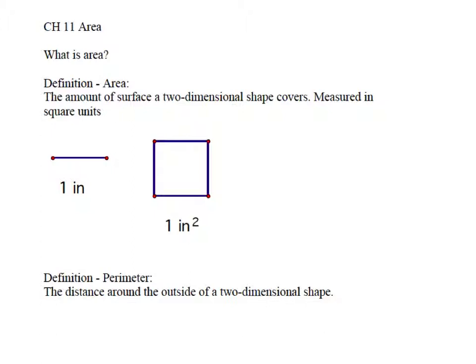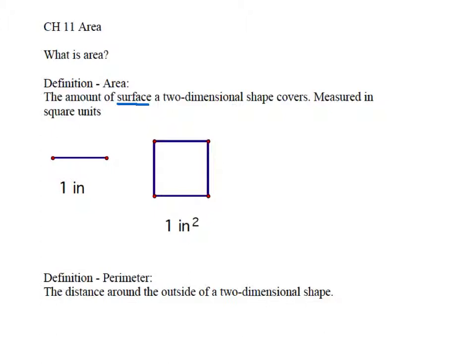The definition you see on the screen there says that area is the amount of surface a two-dimensional shape covers. Now I really like that they use this word surface here. It also says that the area is measured in square units. And that's going to be important too, but we'll get to that in a second. Let's just talk about this word surface.